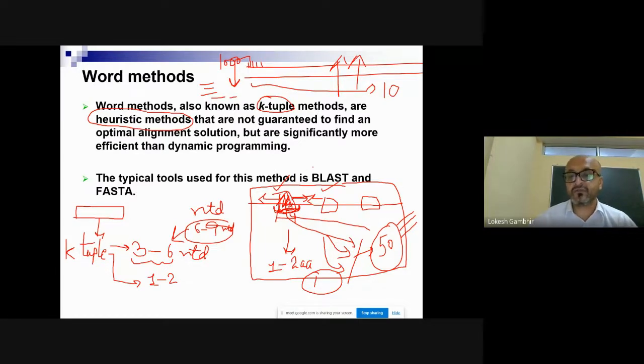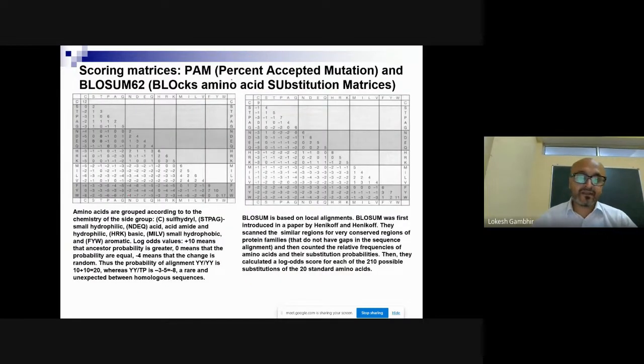And the tools that we use are BLAST, basic local alignment search tool, and FASTA, fast alignment. That's why the name came, FASTA actually. So the matrices that I'm talking about are percent accepted mutations, or point accepted mutations (PAM), and BLOSUM, which stands for blocks amino acid substitution matrix. That's why the name BLOSUM came. Now this is how the matrices look. This is your PAM, and this is your BLOSUM.